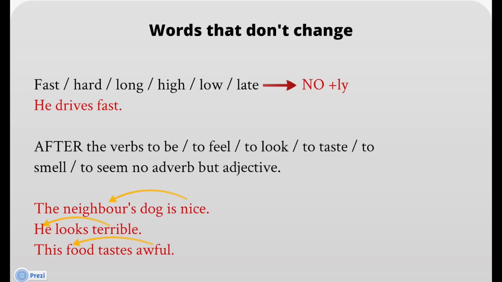He looks terrible. Now, terrible says something about the way he looks. So actually it says something about him. So that means that terrible is an adjective because it says something about a noun, basically. And this food tastes awful. Awful says something about the taste, but the taste says something about the food. So awful says something about the food. So that means that awful is an adjective and not an adverb.